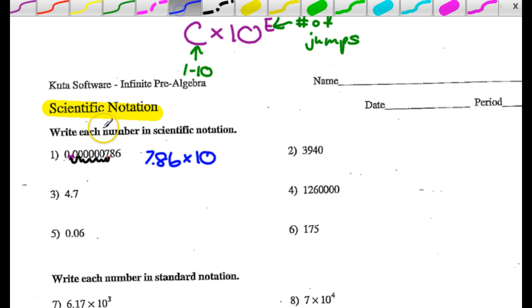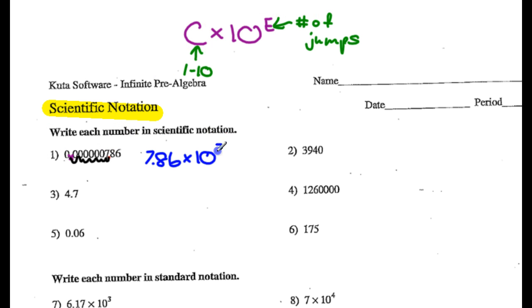Okay, so that's kind of messy down there, but it was 7 jumps. You notice I don't go all the way to the front. I stop where the old decimal was. Now remember in graphing, if I go this way it's positive, if I go this way it's negative. Same thing. Because I jumped left, it's a negative 7. Okay? Alright, let's try number 2 here.